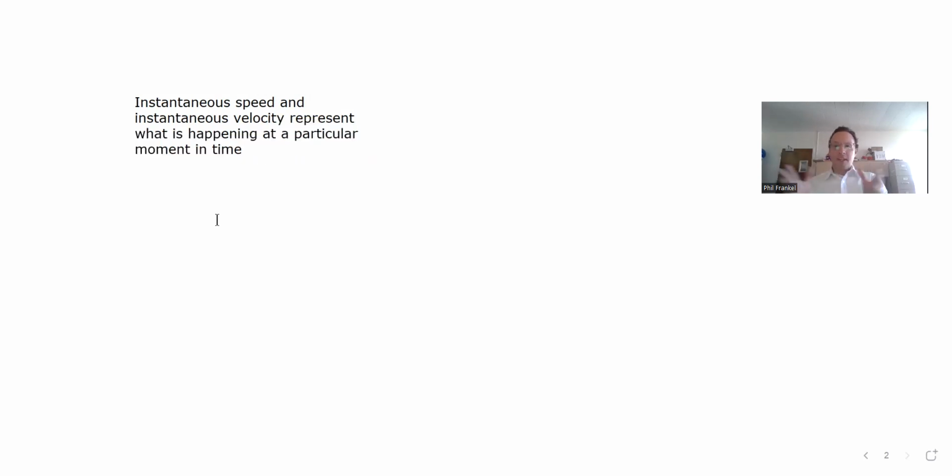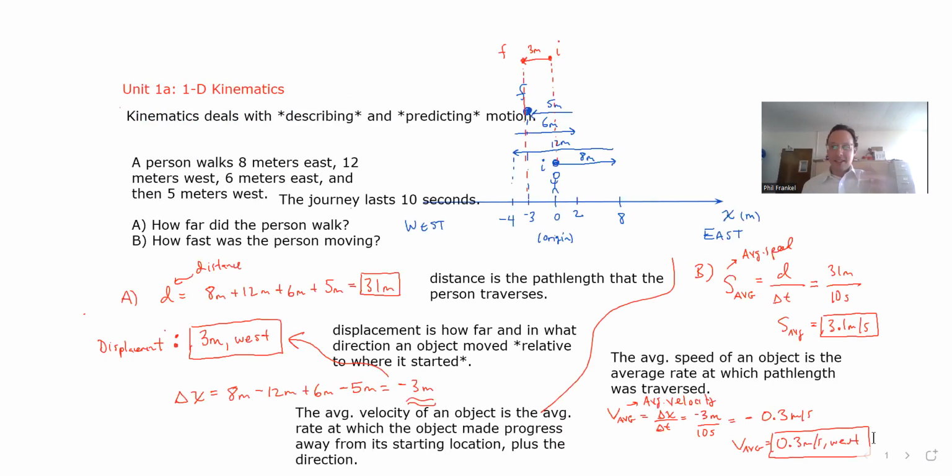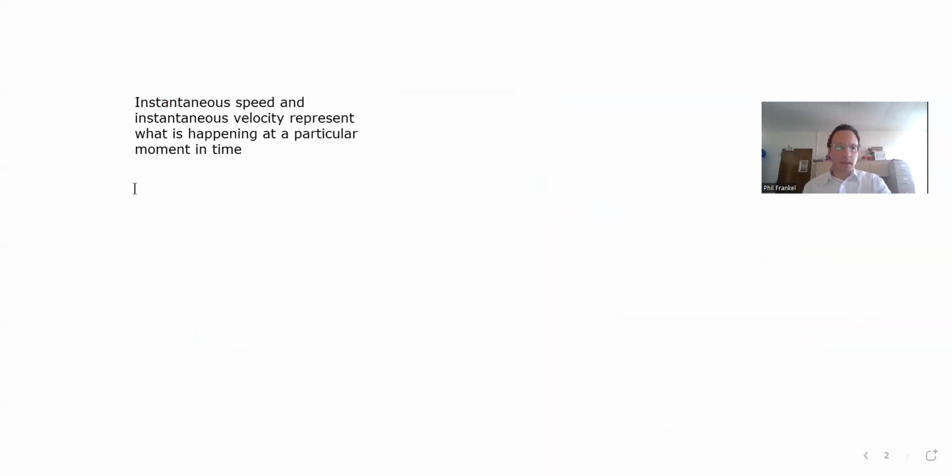So if I had a video, let's say, of the person here running east and west, I could say right now, what's the person's speed right now? What's the person's velocity right now? And by that, I would mean instantaneous speed and instantaneous velocity. And if you analyze a small section of this video recording, you can zero in on how fast they're moving and in what direction they're moving at a particular moment in time.